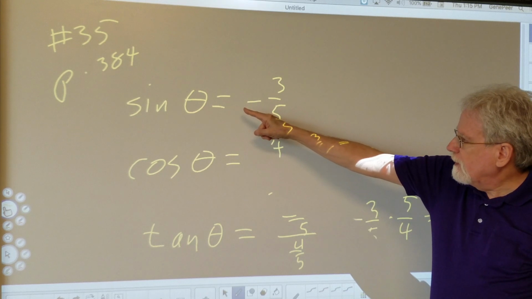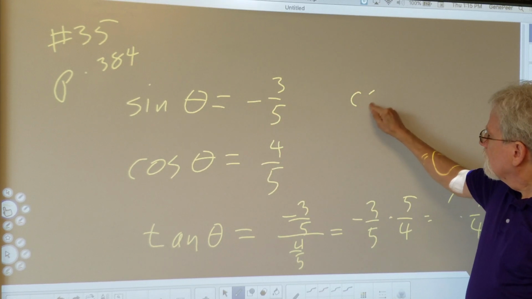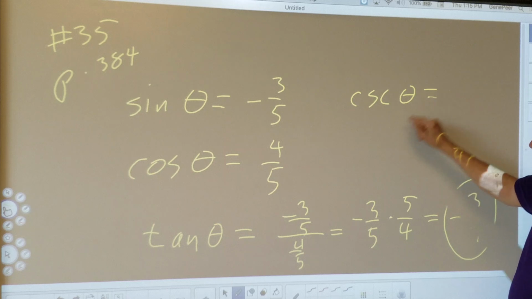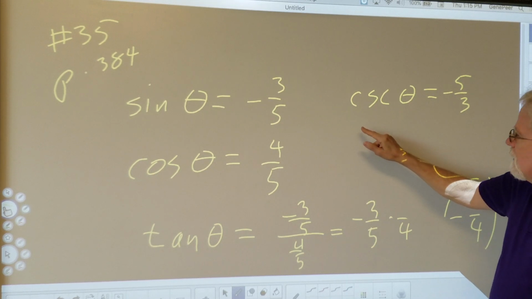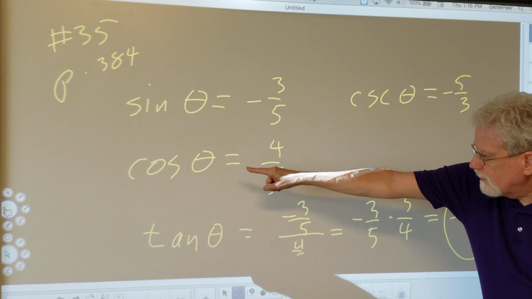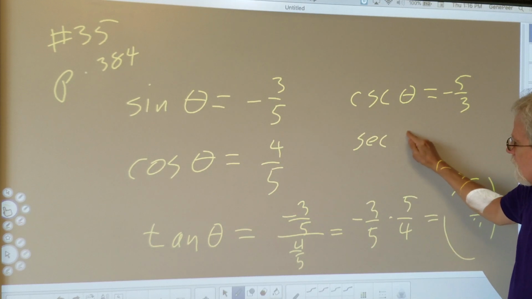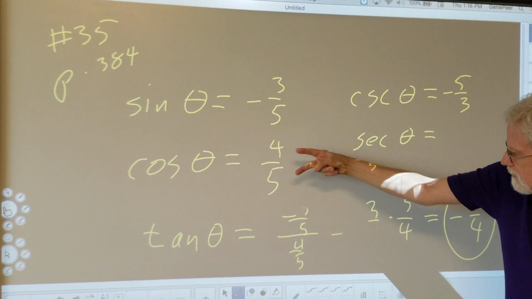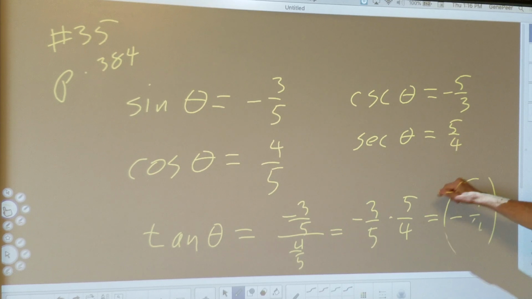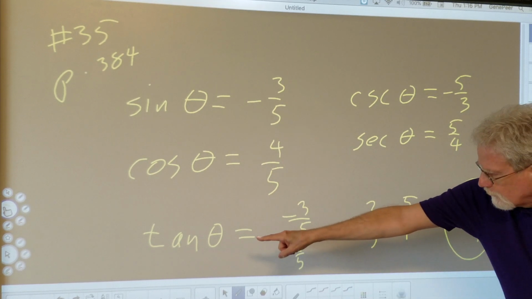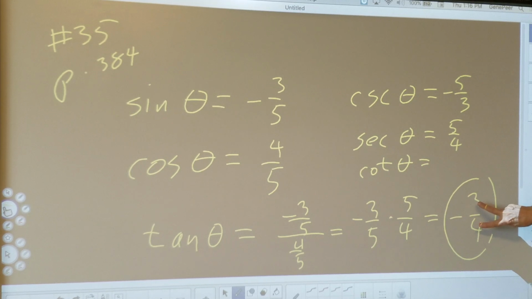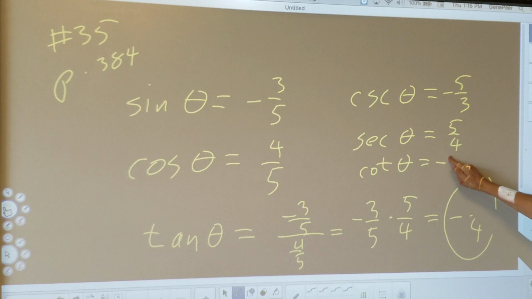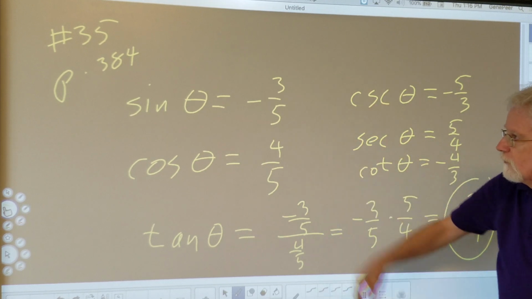The reciprocal of sine, cosecant of your theta, must be -5/3. Cosine's reciprocal is secant. The secant of theta will be 5/4. And the reciprocal of tangent, being cotangent of theta, will be -4/3. And we found all 6 functions based on the first 2.